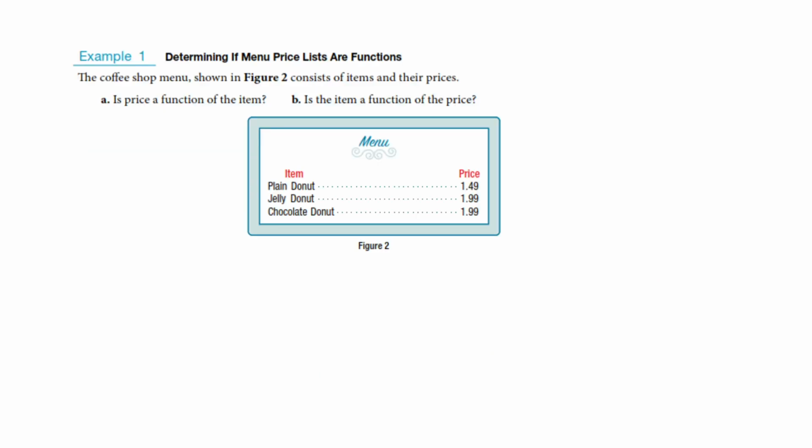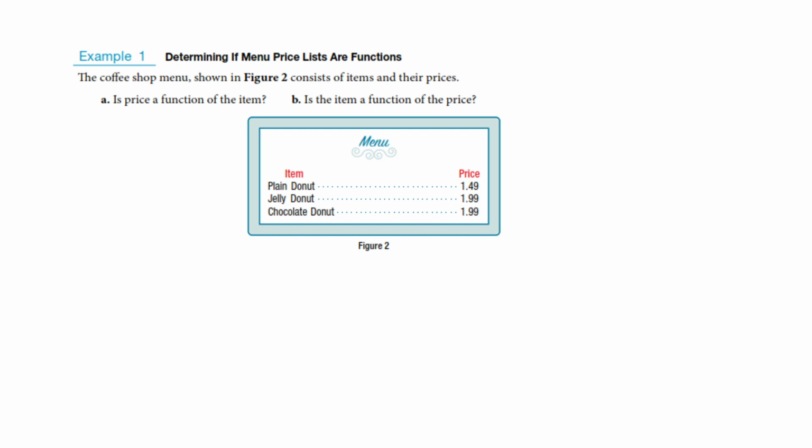Now, you can do this in any kind of application you want. We want to see if price is a function of the item. Okay, that means the item is going in the machine. So if I put a plain donut in, I get $1.49 out the other side. That's fine. Jelly donut in, I get $1.99. Chocolate donut, $1.99. Now that's okay. There were two of the same things that came out the other side, but one donut did not have two different prices. That would not be functional.